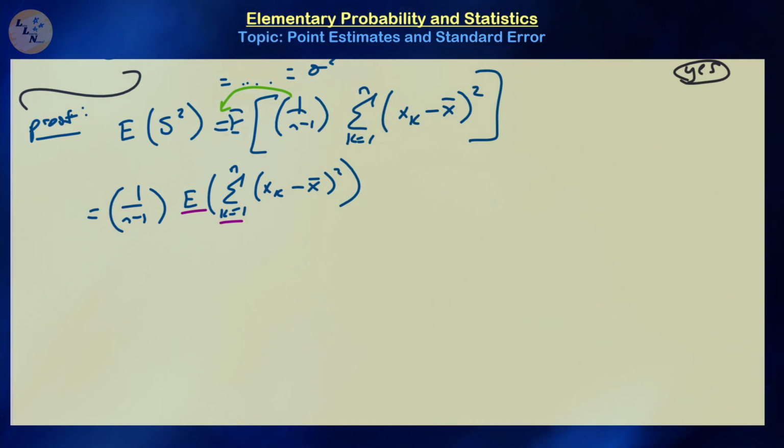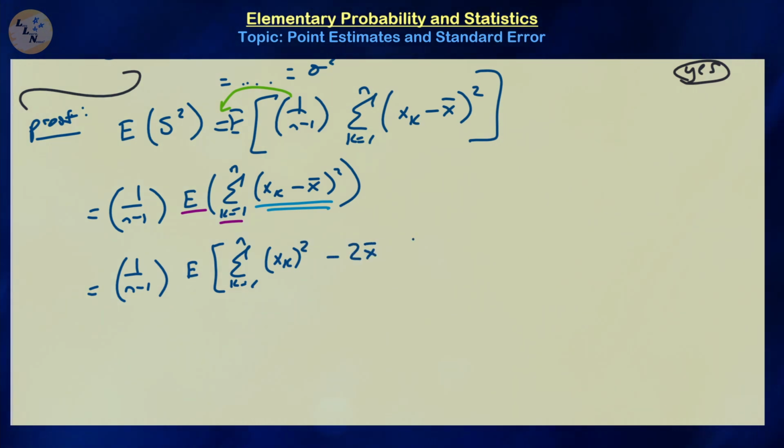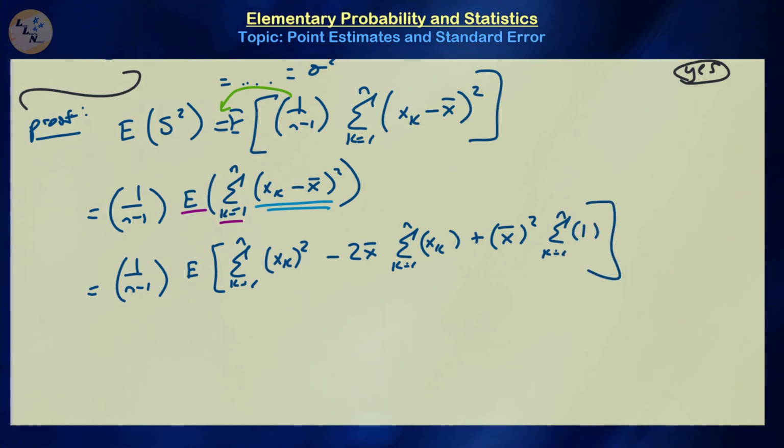I'm going to FOIL this out and analyze that instead, because I think that's probably a lot easier. So that's going to be the expected value of the sum from k equal to 1 to n. So let's FOIL that out and distribute the sum over that. That's going to be the sum of xk, the quantity squared, minus 2x bar, the sum from k equal to 1 to n of xk, plus x bar squared times the sum from k equal to 1 to n of 1. So there are a few algebra steps that I've skipped there, but hopefully you can fill in the details.